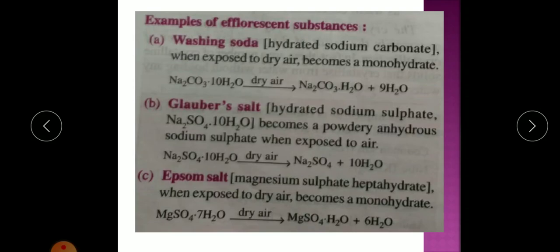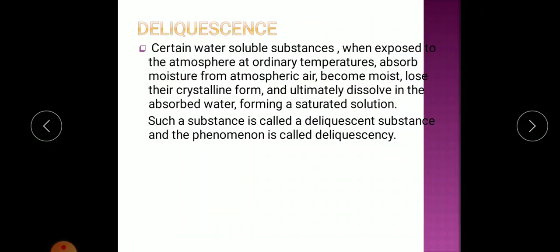Examples of efflorescent substances: washing soda, which is hydrated sodium carbonate, with the formula Na2CO3.10H2O. When it is exposed to dry air, it will lose 9 molecules of water. Similarly, Glauber's salt is hydrated sodium sulfate, Na2SO4.10H2O. When it is exposed to dry air, these 10 molecules of water, that is water of crystallization, will be removed and it will form sodium sulfate salt. Similarly, Epsom salt, magnesium sulfate heptahydrate MgSO4.7H2O, when exposed to dry air, loses 6 molecules of water. So we can call these efflorescent substances. A phenomenon where a compound loses its water of crystallization on exposure to dry air, we call efflorescence. Next important term is deliquescence.